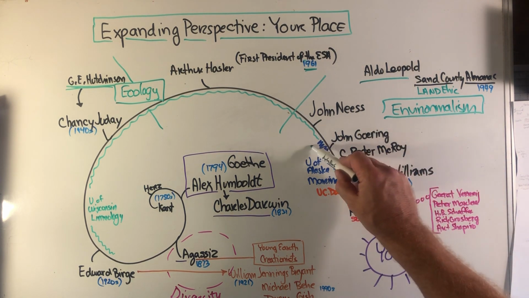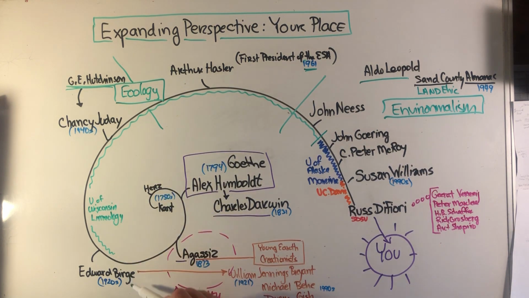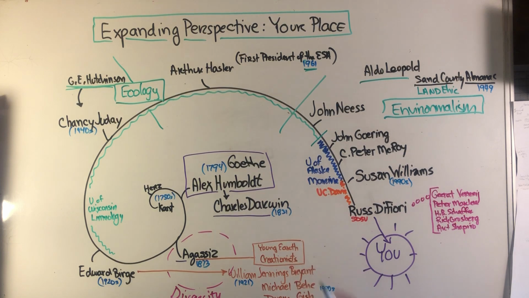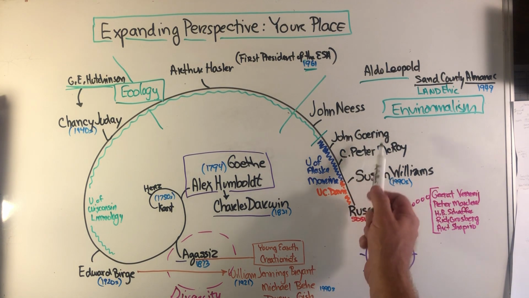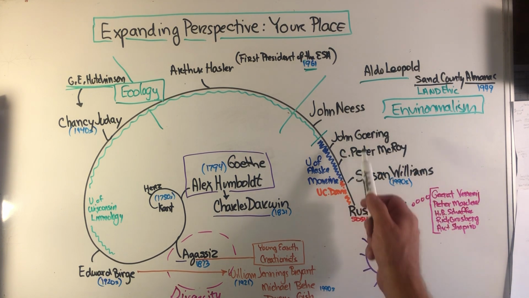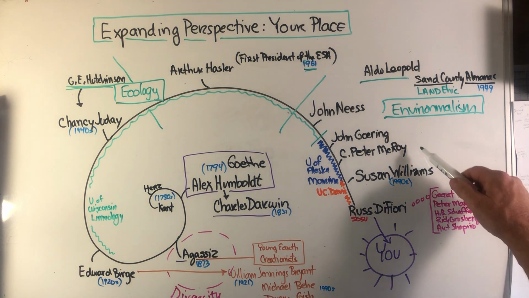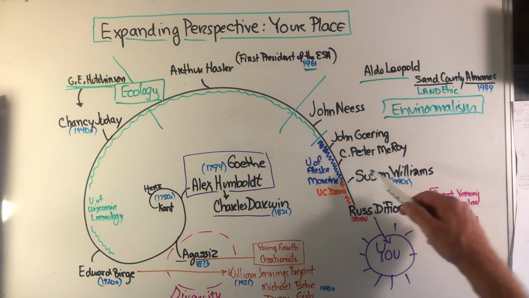After that, during this whole period, starting back here with Edward Burge, ending with John Neese, these guys were all at the University of Wisconsin studying aquatic biology. And then one of John's students goes on, John Gehring, and his student C. Peter McRoy, they're at the University of Alaska, and they transition to a different type of study, to the marine environment, studying things like salmon and how they move around and how they accumulate toxins and the effects that poisons have on them.